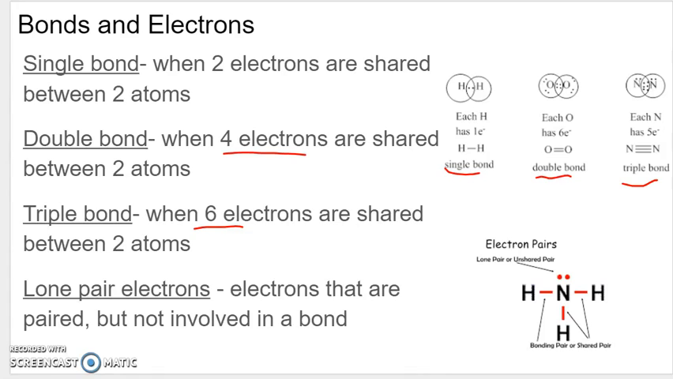Also, you have to think about the lone pair electrons. The lone pairs would be if there is a pair of electrons on the inside atom or on any of the outside atoms that is not involved in the bond. So a pair of electrons that's just hanging out, not on a bond.